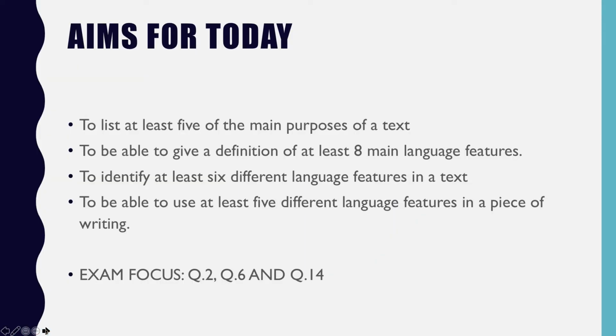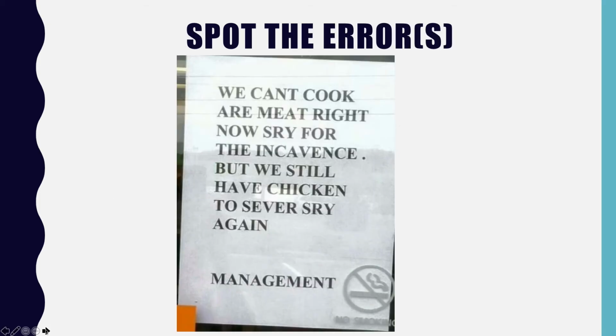Okay, so what we're doing today is this quick recap of the main purposes of a text. We're going to look at language features, which come up in the reading exam. So we're going to do some work on defining what language features are, and then being able to identify those language features in a couple of example texts. And if we have time, we'll do some writing as well.